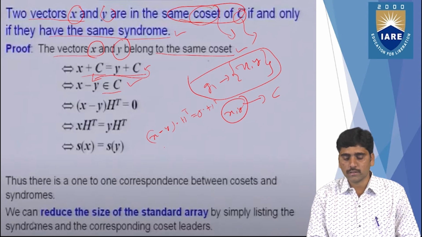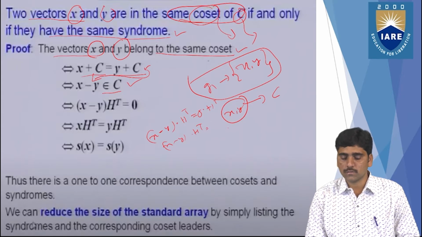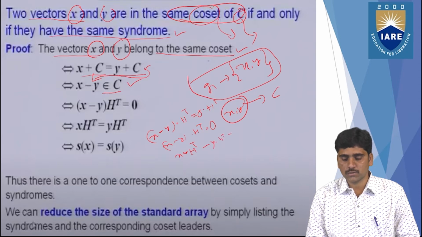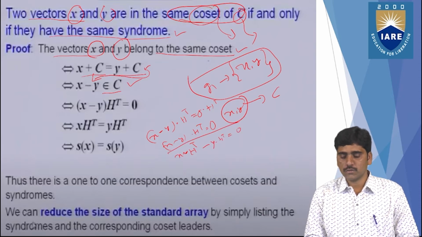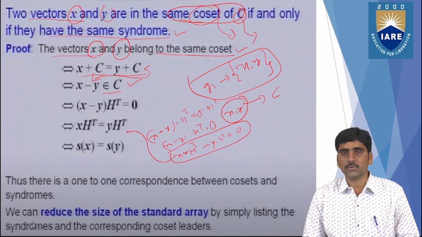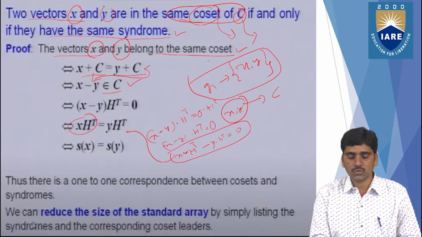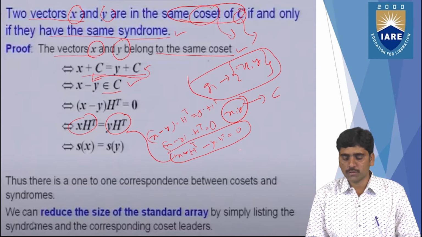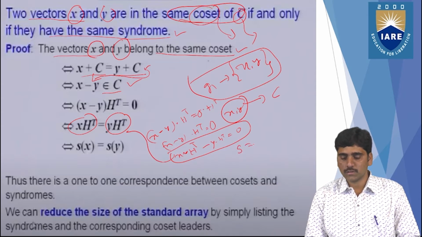So you can write it as (x minus y) H transpose equals 0, where H transpose is nothing but 0. Simplifying this, x into H transpose minus y into H transpose equals 0. And this expression can be written as x H transpose equals y H transpose. These two statements you can write as the formation of the syndrome: S equals V H transpose.